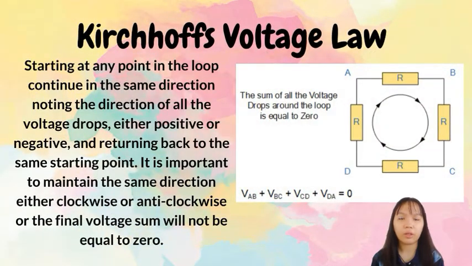The second law is KHONG voltage law. Starting at any point in the loop, continue in the same direction, noting the direction of all the voltage drops, either positive or negative, and returning back to the same starting point. It is important to maintain the same direction, either clockwise or anti-clockwise, or the final voltage sum will not be equal to 0.